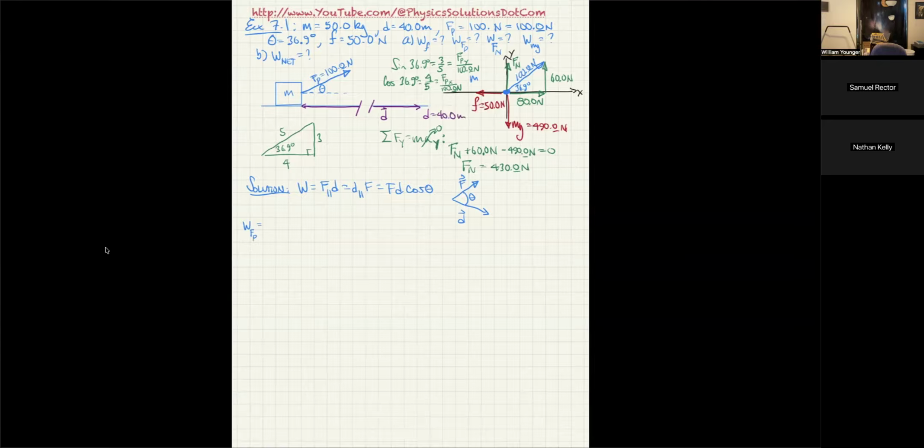But now you can see that if you move the FP vector, theta would be the angle between them. So you can use that theta as the theta we want. But alternatively, we could use the component of F that's parallel to D like that. If I choose to use that, then which component am I going to multiply by the 40 meters? Is it the 80 or the 60 that I'm going to multiply by 40 meters?